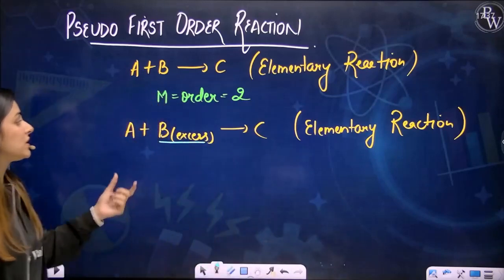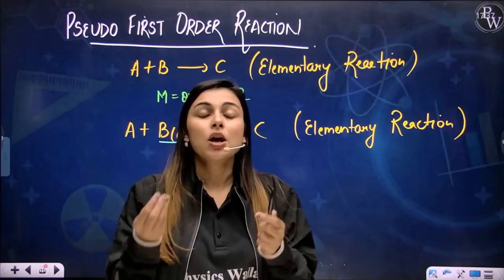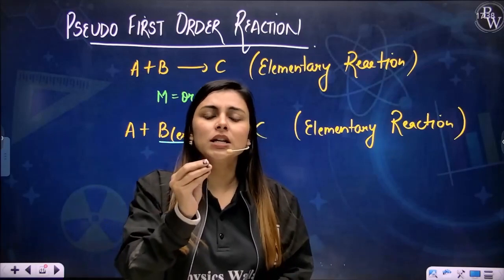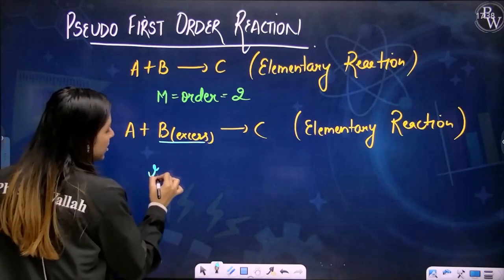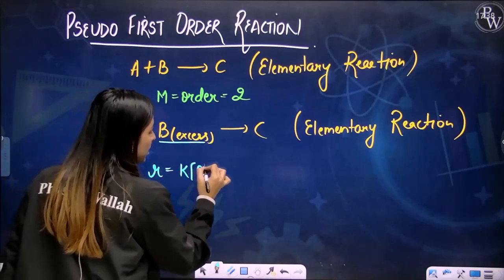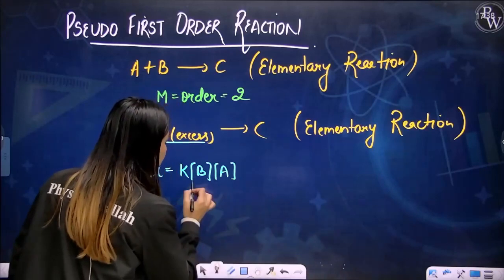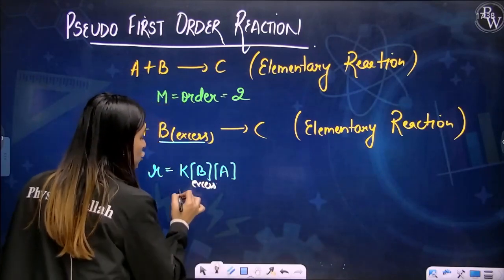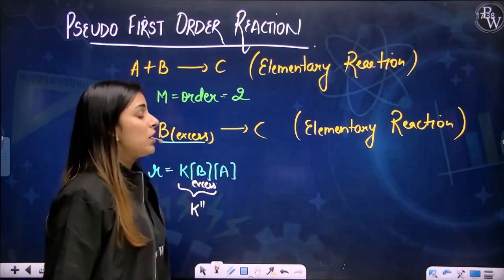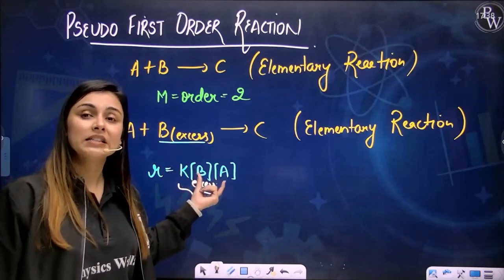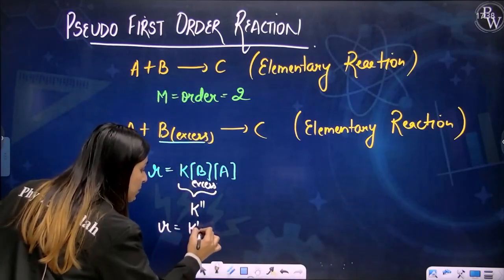Exactly the same way, my dear students, whenever you have a reactant which is in excess, this means that when the reaction takes place and the reactant is consumed, it will be so little that the overall change would be negligible. And that is the reason if we say that the rate according to this order should be K into B into A, and this should be a second order reaction, it will not happen. Why? Because this is in excess. And since this is in excess, this overall value will always remain constant, let's say K double dash. So the change is so negligible that it is considered to be constant, and your final rate law comes out to be K double dash into A.